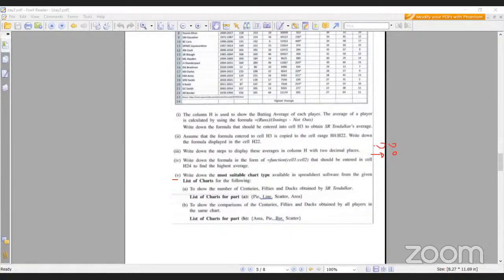Right click and go to properties, that is also possible. Then next one.